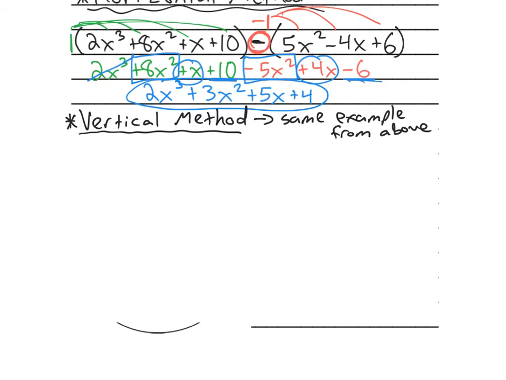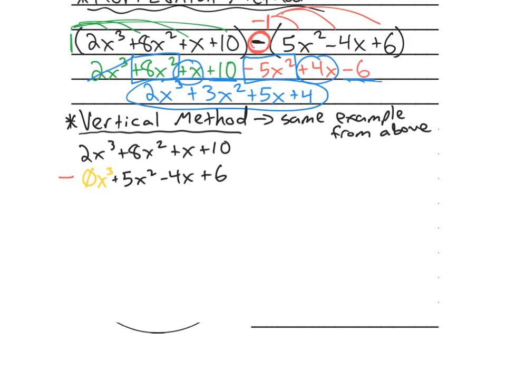All right, for the vertical method, just like addition, we're going to take the second polynomial and put it underneath the first one, showing subtraction though. So our first polynomial is 2x to the third plus 8x squared plus x plus 10. That's our previous example. Now we're going to subtract the second polynomial, which is 5x squared minus 4x plus 6. But there's a missing term there, so let's put a placeholder to remember not to put anything else there. 0x to the third.